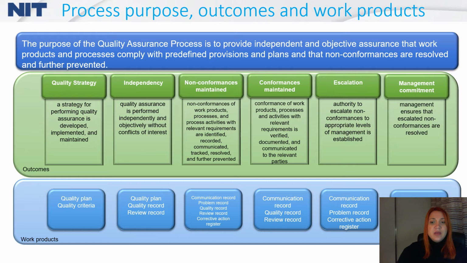The last base practice in the quality assurance process is management commitment. This is maybe the toughest outcome because it is involving also the management, which is then another party in this process. And it means that management ensures that all the escalations which are pulled from the quality side are resolved. This kind of outcome is requiring a corrective action register.